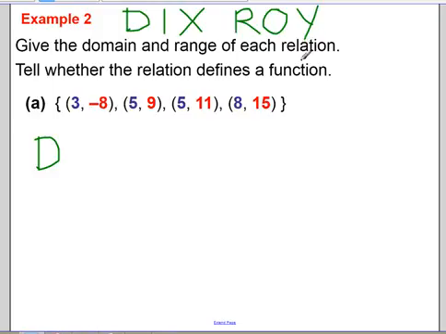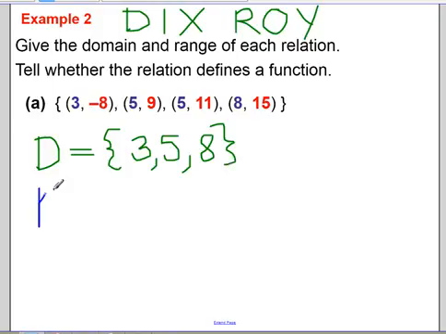So I'm going to use D to represent the domain and use squiggly brackets to list all of the x values that you can plug into this relation. We're plugging in 3, so I'm listing it with a 3, a 5. We have another 5, I don't need to list it again, and 8. Those are all parts of the domain.